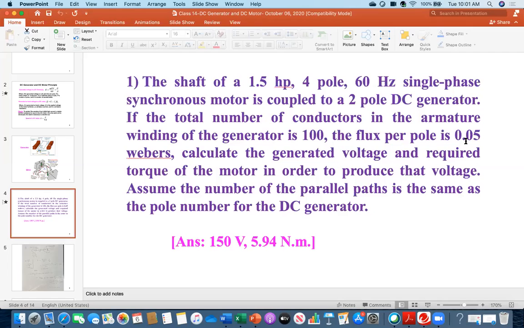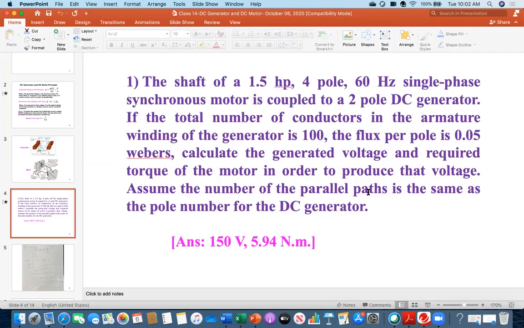Okay, and then the pole number is given, which is 2. You see, don't mix up. 4-pole is for the synchronous motor, but 2-pole is for the DC generator. So in the equation, you have to use 2.